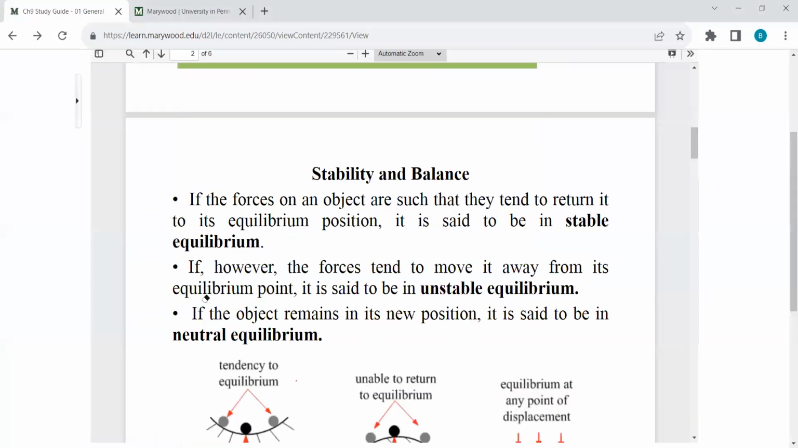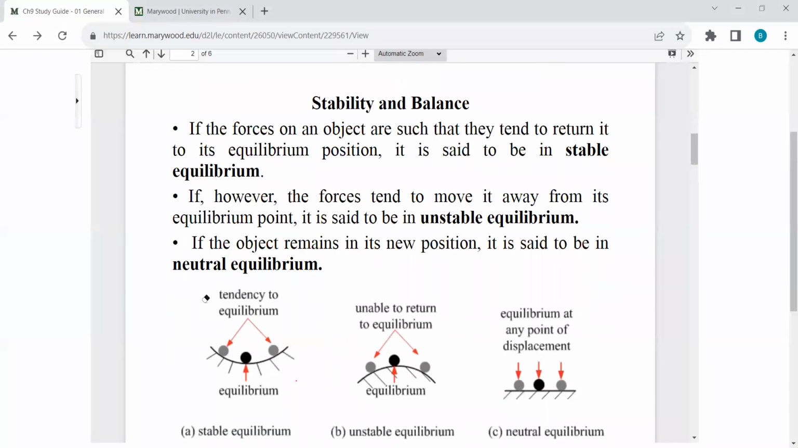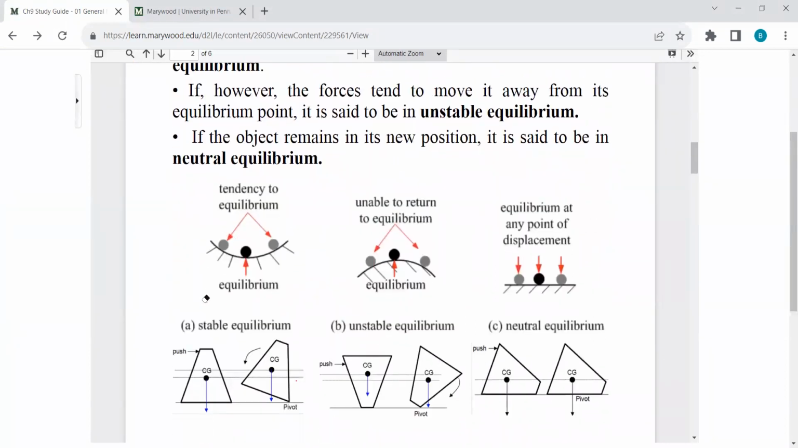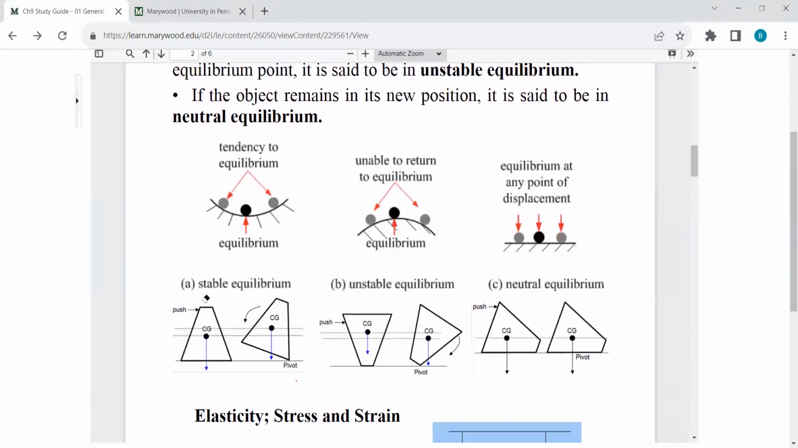Now, the next thing is stability and balance. Here we are going to talk about 3 types of stability. One is stable equilibrium. The next one is unstable equilibrium, and then neutral equilibrium. To understand this, first let's consider these 2 pictures. You see that this ball is in a bowl, this small marble in this bowl.